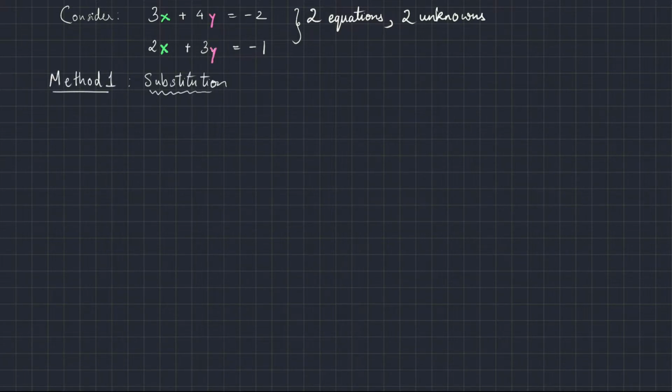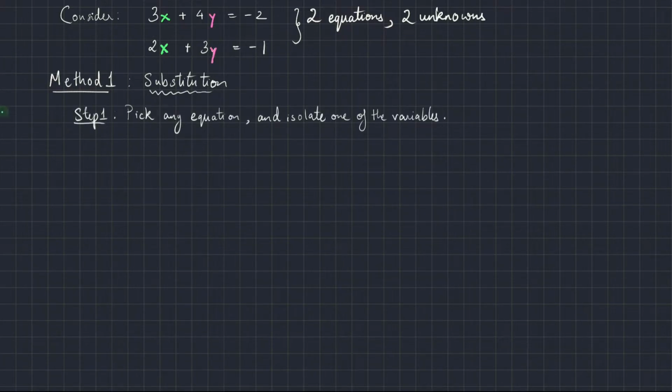To solve a system by substitution, we have to pick any one of the equations and isolate one of the variables. It's a good idea to name the equations that we are working with. So I'm going to name this equation A and this one B. And let's say I want to pick equation A and I want to isolate the variable y.